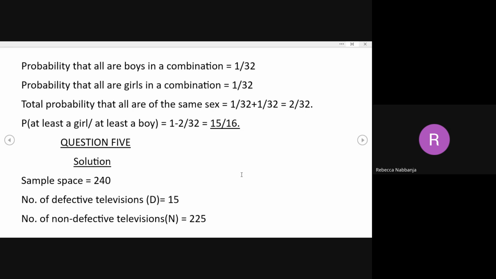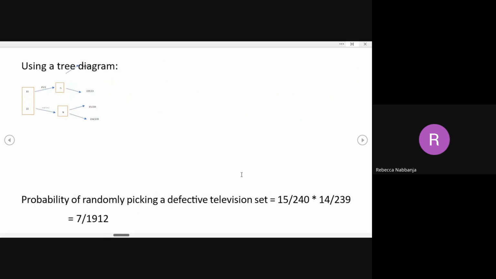And number 5, we are given a shipment of 240 television sets, of which 15 were defective. They told us to find the probability that both were defective. So on my first picking, I'll have 15 out of 240, and on my second picking, I'll have 14 out of 239. To get the probability that both were defective, I'll multiply those probabilities.